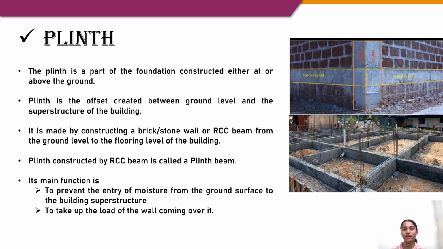Next structural element is plinth. The plinth is a part of the foundation constructed either at or above the ground. Plinth is the offset created between ground level and the superstructure of the building. It is made by constructing a brick or a stone wall or RCC beam from the ground level to the flooring level of the building. Plinth constructed by RCC beam is called a plinth beam. Its main function is to prevent the entry of moisture from the ground surface to the building superstructure and to take up the load of the wall coming over it.